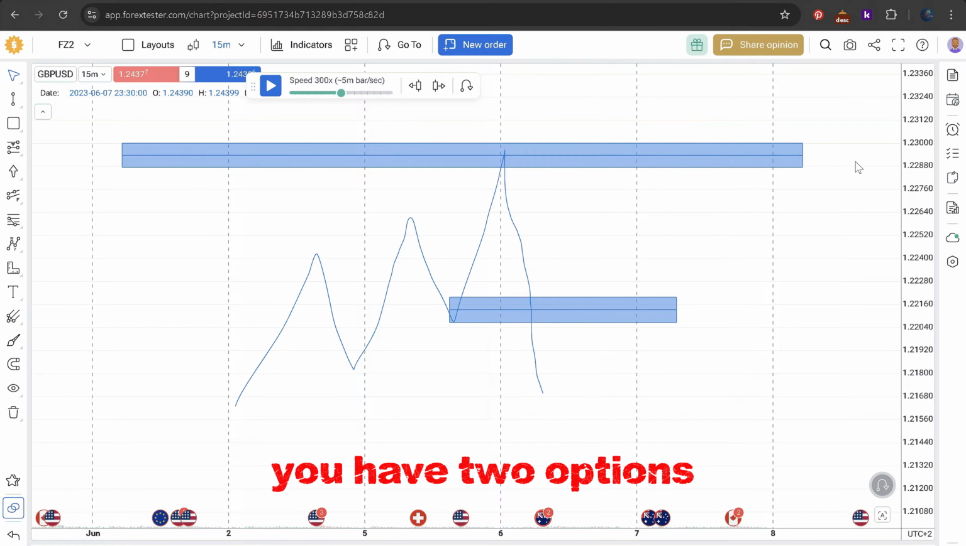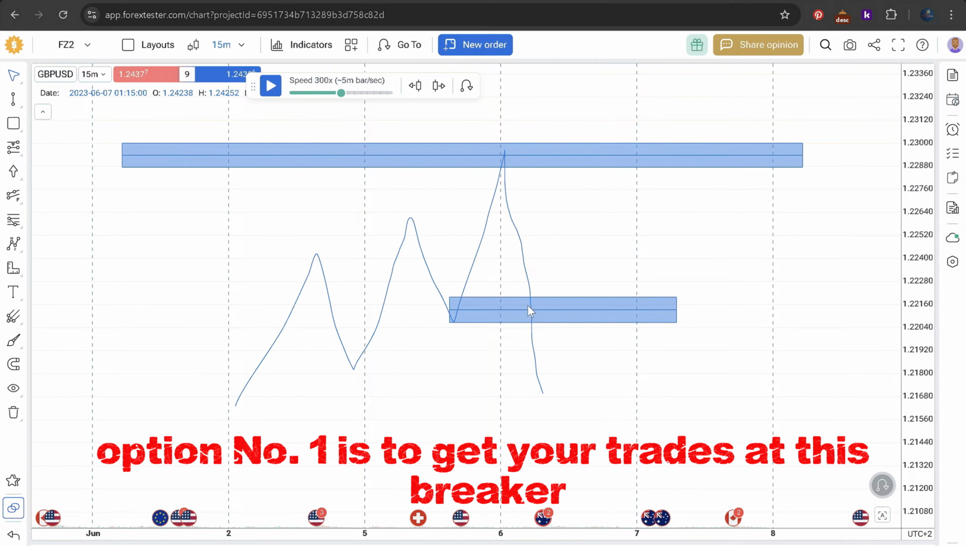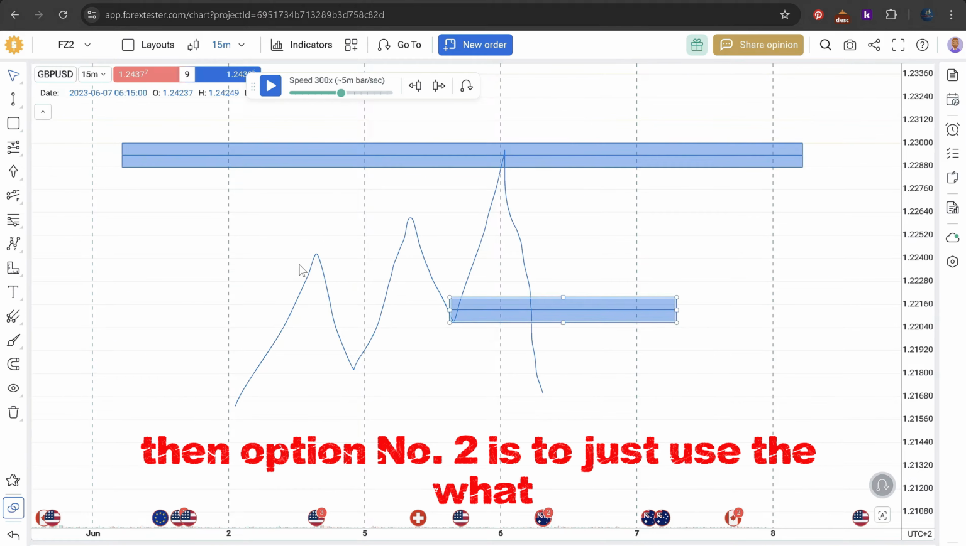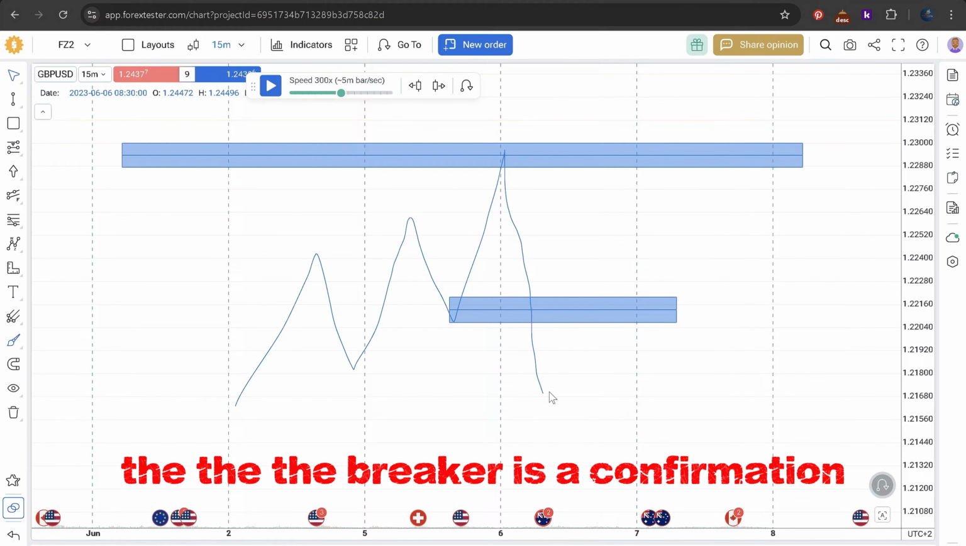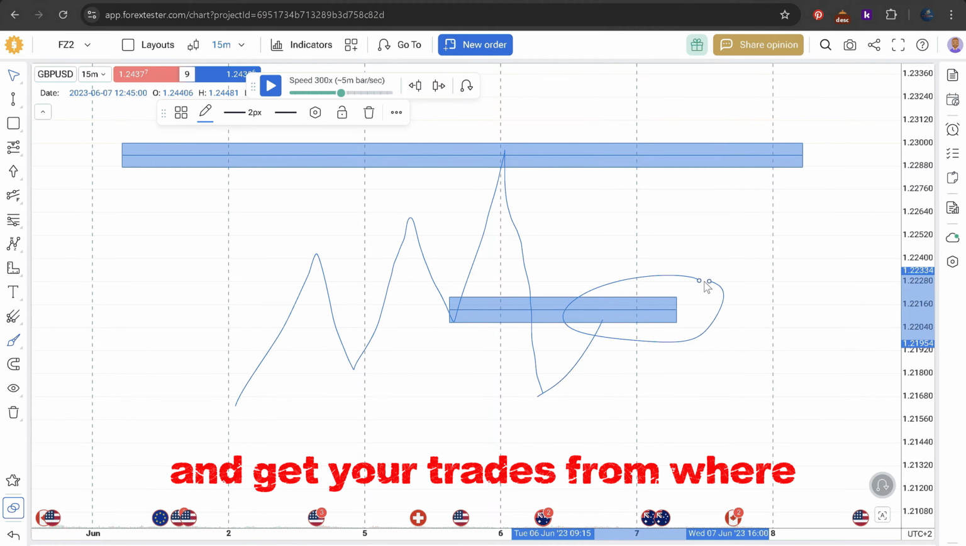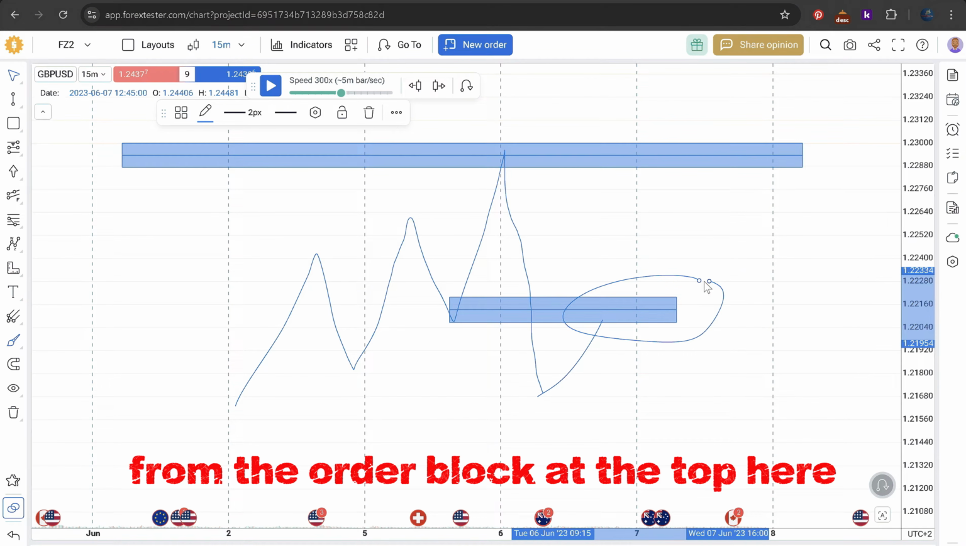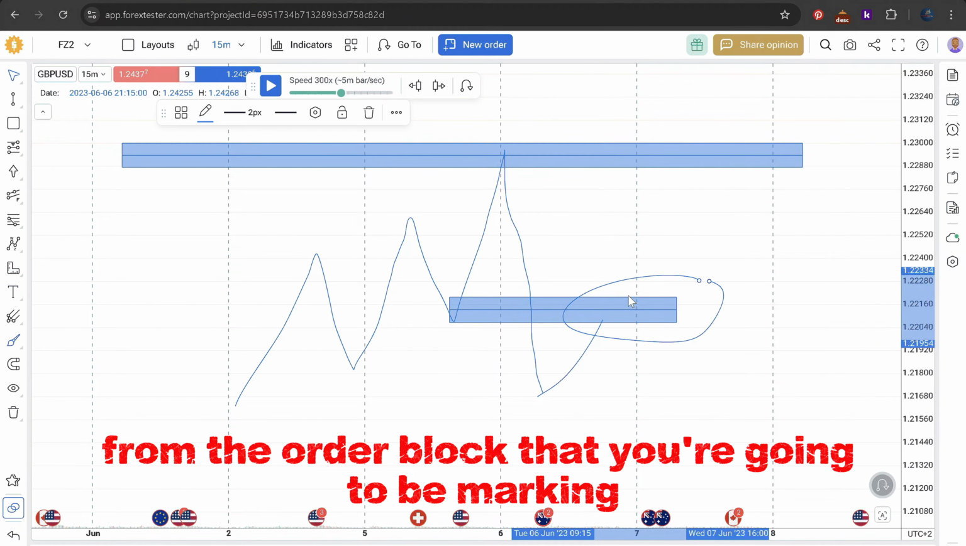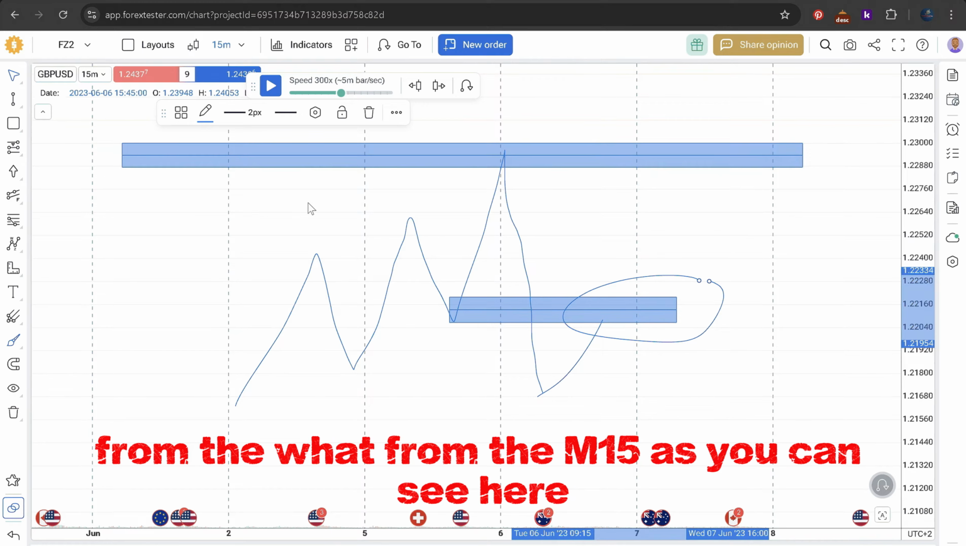You have two options. Option number one is to get your trades at this breaker. Option number two is to just use the breaker as a confirmation and get your trades from where? From the order block at the top here, or from the order block that you are going to be marking from the M15, as you can see here.